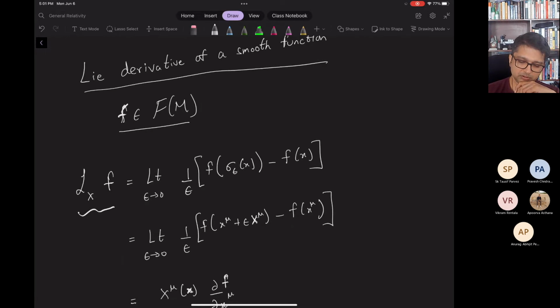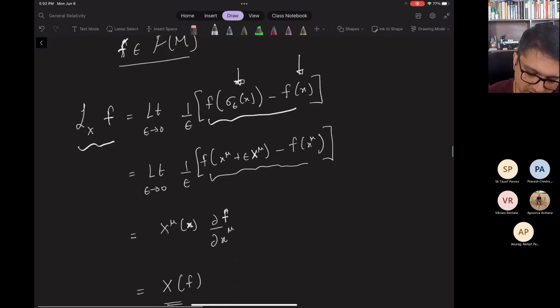You take the limit as epsilon goes to 0 of 1 over epsilon times, if f is a smooth function, you evaluate f at sigma epsilon x. That is f after you flow, and you compare that with f before you flow, and you take the difference between the two and divide by epsilon. In coordinates that would just be this, which is quite easy to see.